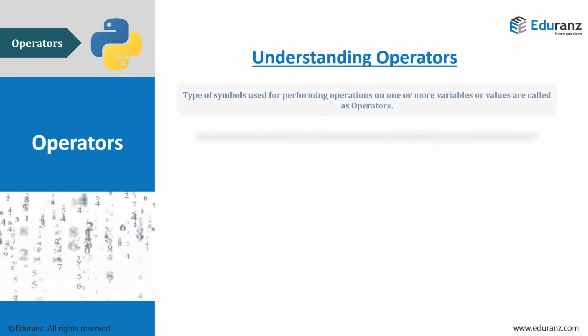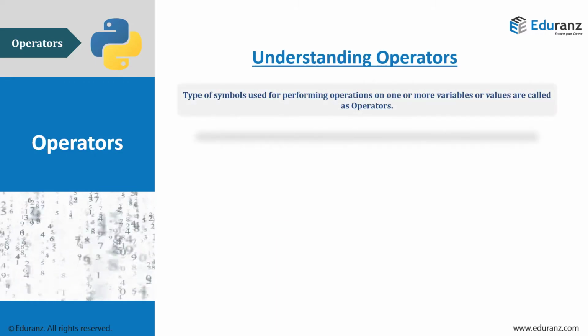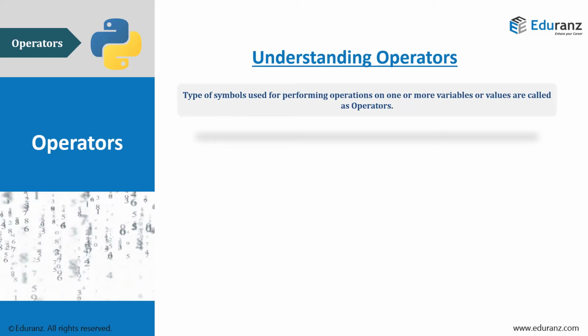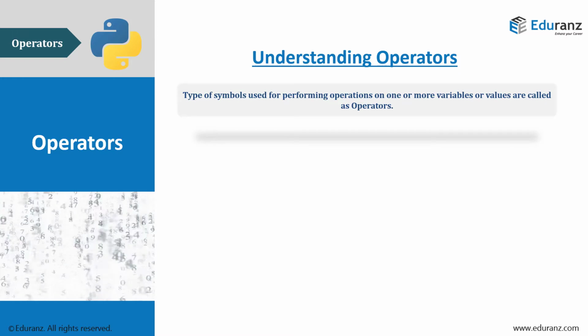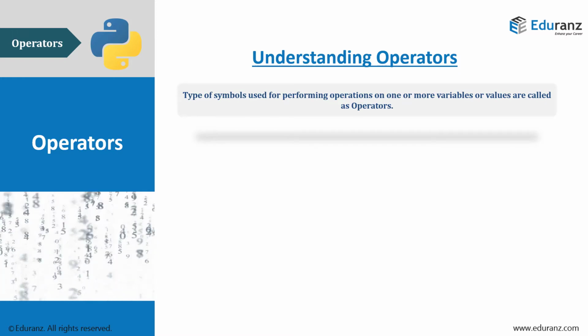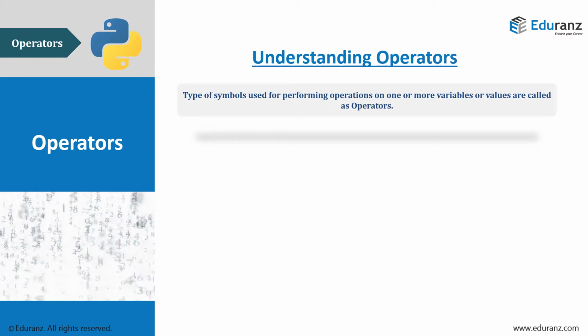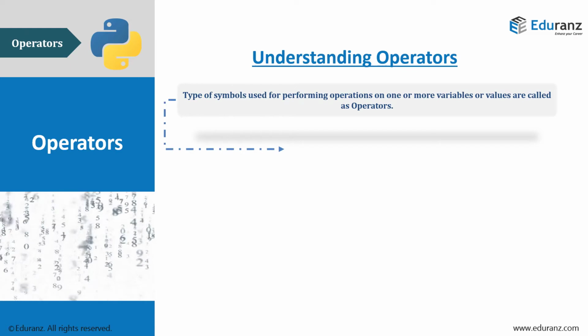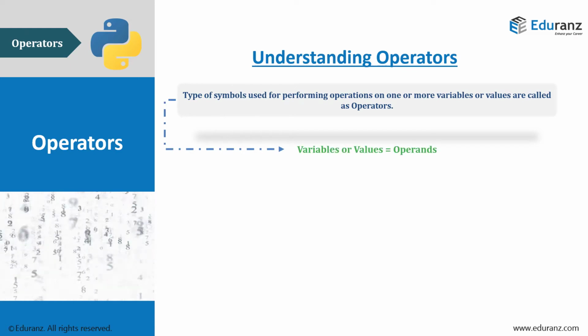So first of all, when we understand operators, these are the types of symbols which are used for performing operations on one or more variables or values, and they are called operators, right? Some of the symbols are equals to, less than, or greater than, or the combination symbols that we use here, right? And the variables or values that we are talking about are called operands, right?